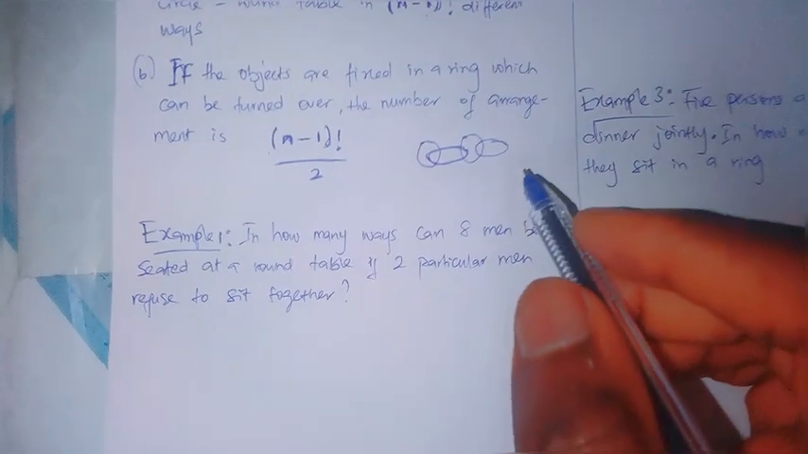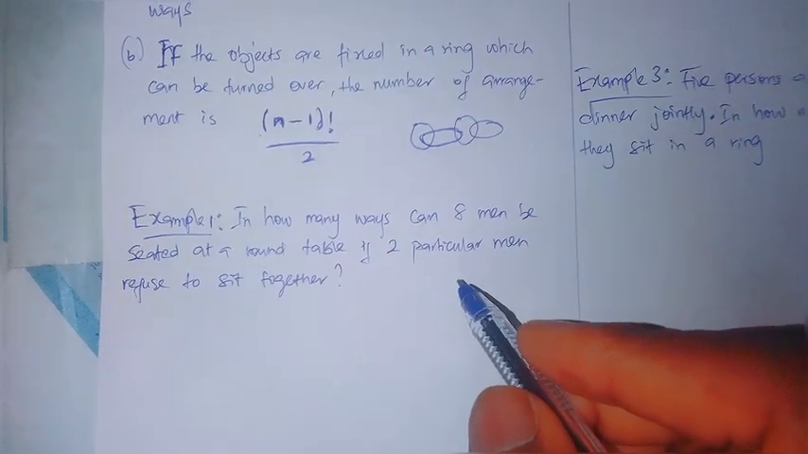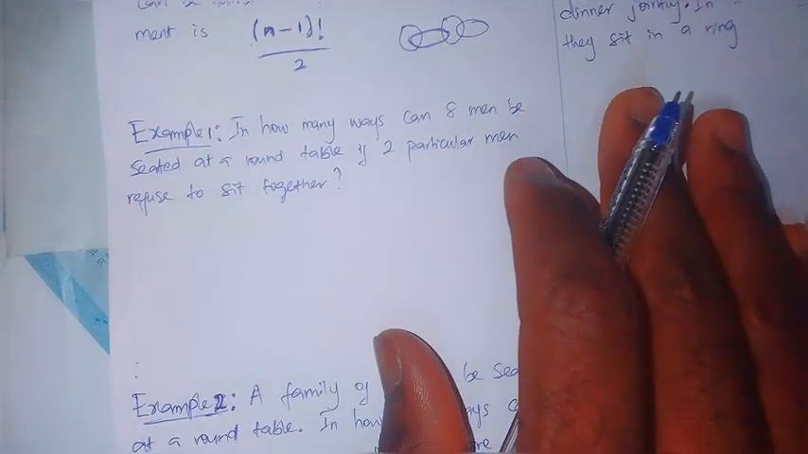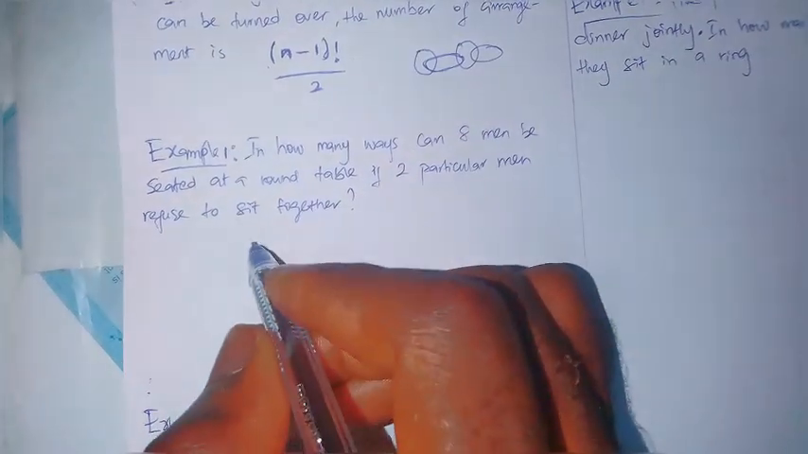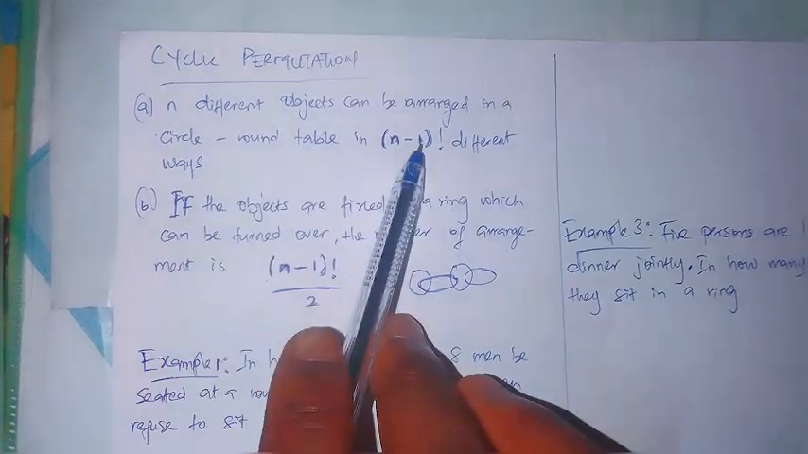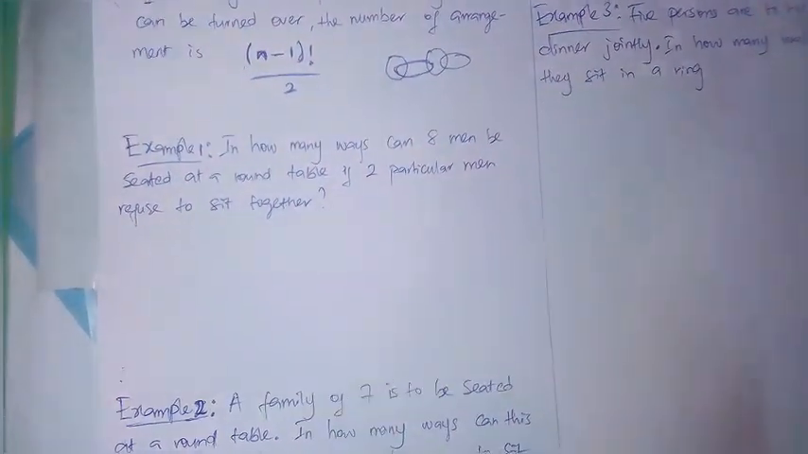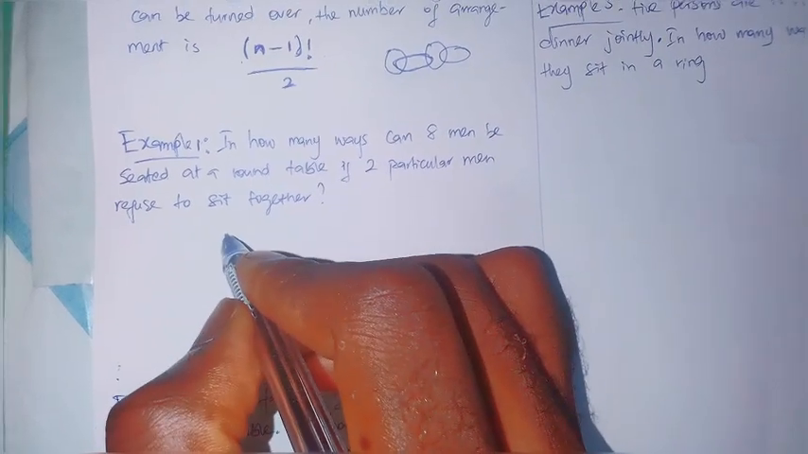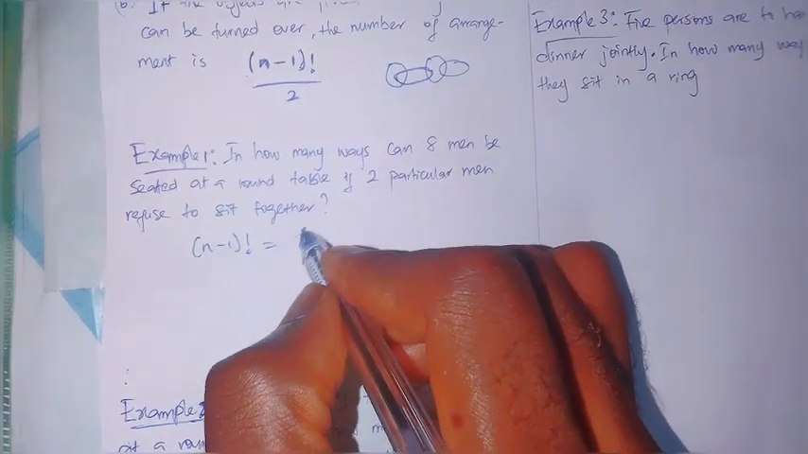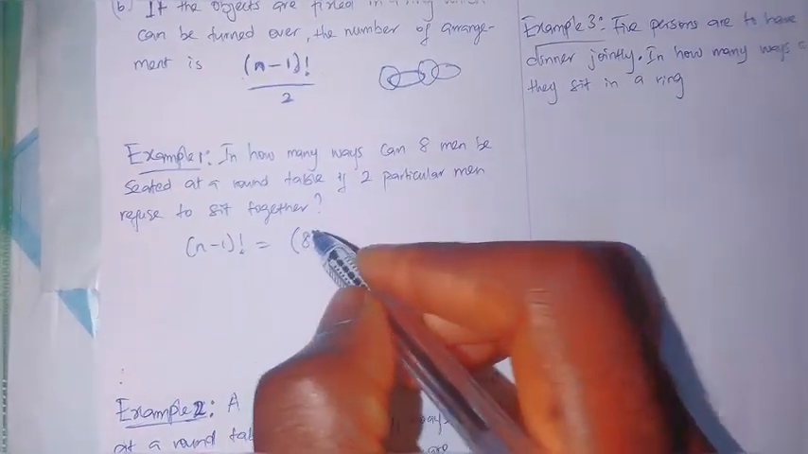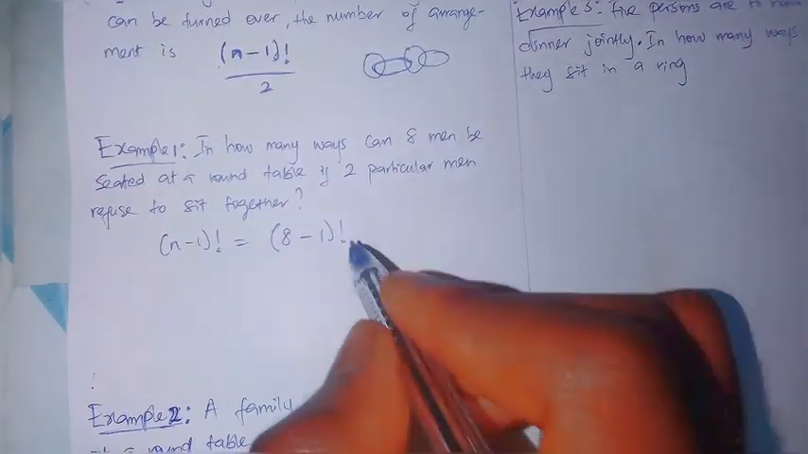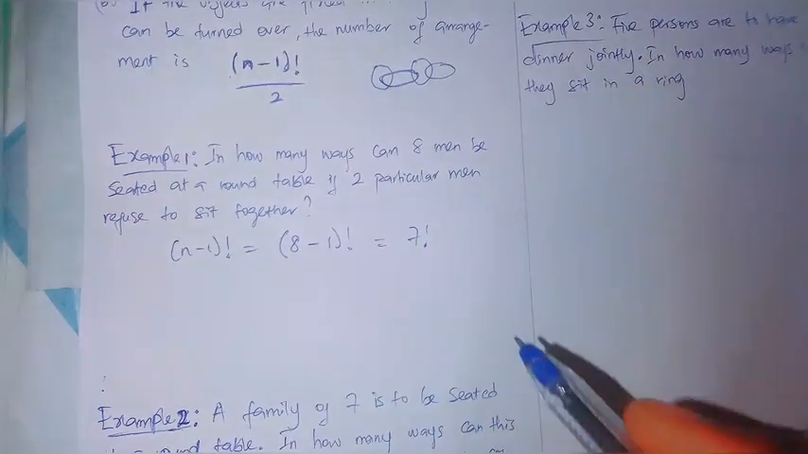Okay, moving on. Example 1. In how many ways can 8 men be seated at a round table if two particular men refuse to sit together? First, in how many ways can 8 men be seated at a round table? That statement is similar to my first statement here. It becomes (n-1)!, where my n represents the total number of men sitting at a round table, that's (8-1)!. Now, this becomes 7!.